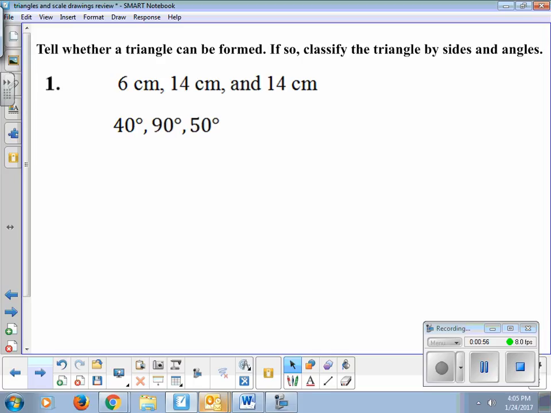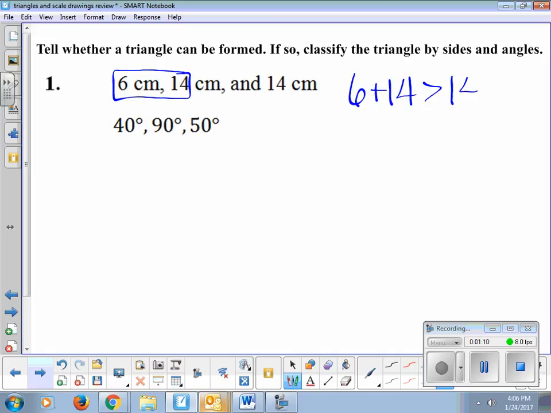Okay, the first two questions on your study guide, you're determining if a triangle can be formed. Look at your side lengths. Choose your two smaller sides. 6 plus 14 has to be greater than the third side. 6 plus 14 is 20. 20 is greater than 14, so you know your sides work.